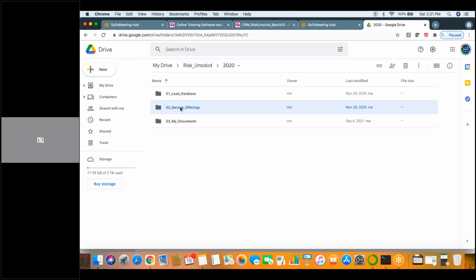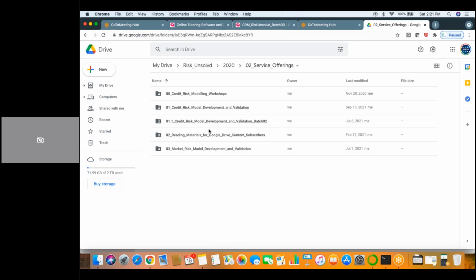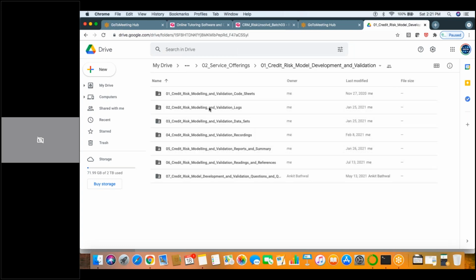So this is the folder of interest that you have: the credit risk model development and validation folder. In this folder, we have seven main folders. One of them is the code sheet folder, where you have all your code sheets and notebooks saved. The second is the log folder, where the SAS logs are saved. Then you have the data sets, the relevant data sets used for model development. All of them are archived there.